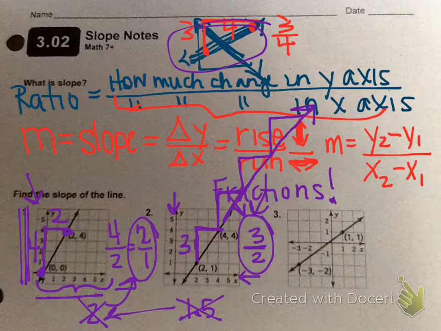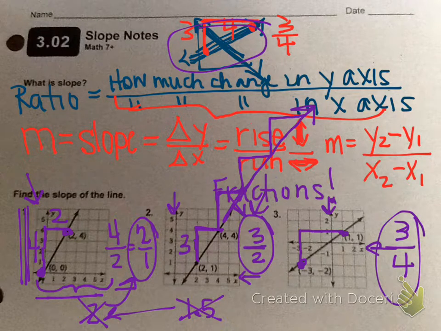Let's look at our last one. On our last one, we're again looking at scales of 1 for both x and y. So we're going up 1, 2, 3, over 1, 2, 3, 4, up 3, over 4, and we have a slope of 3/4.